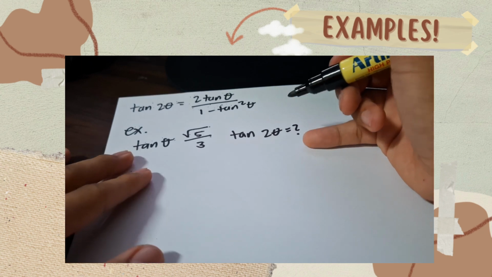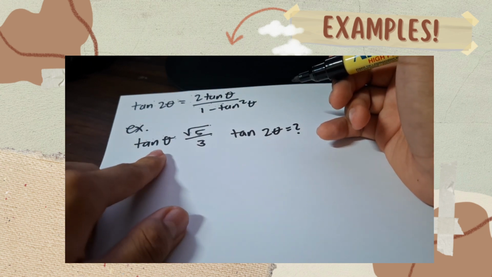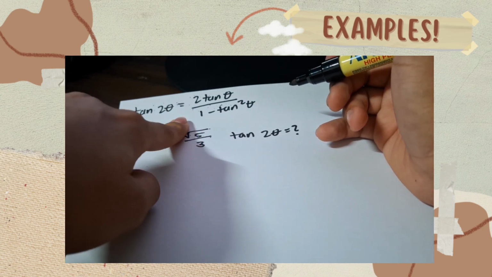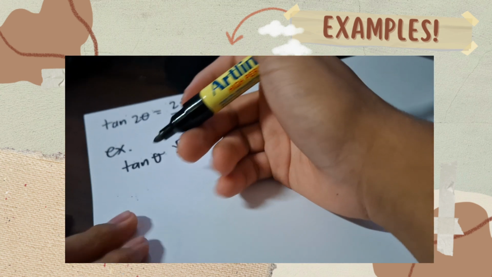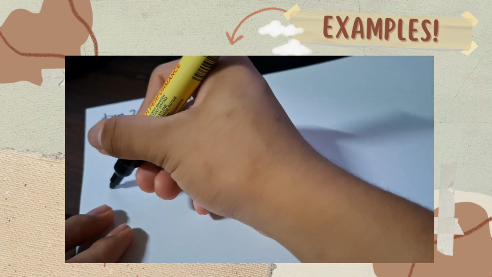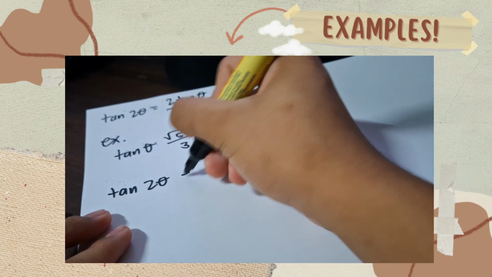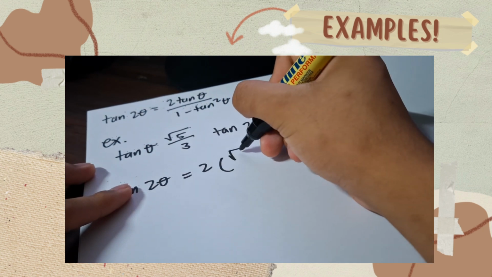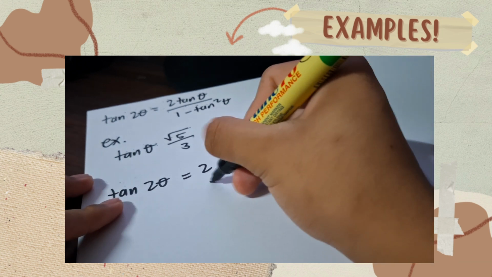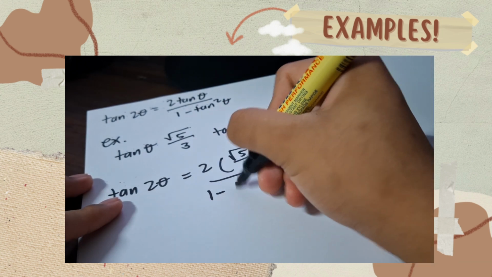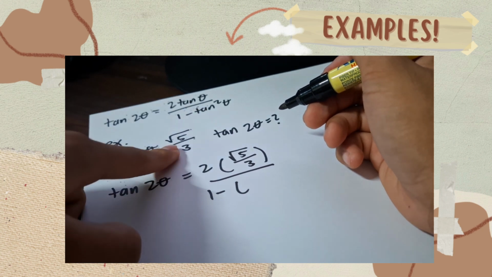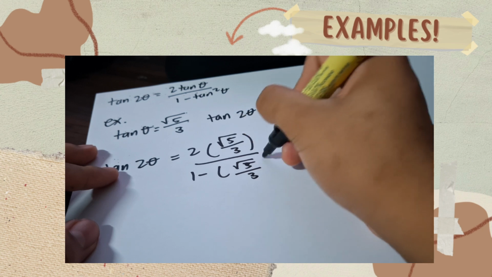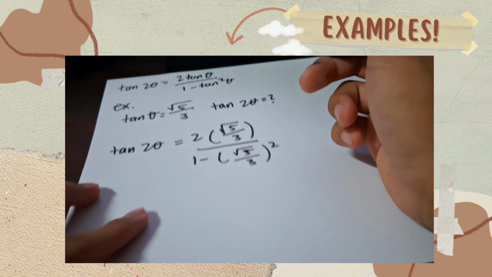Since this is just a simple problem and we already have tan as a given, we don't have to do anything to it. We just have to substitute it into our identity for tan 2 theta. So now, let's substitute it. Our problem will be tan 2 theta is equal to 2 times the value of tan theta, which is square root of 5 over 3, all over 1 minus tan squared theta, which is this, but squared.